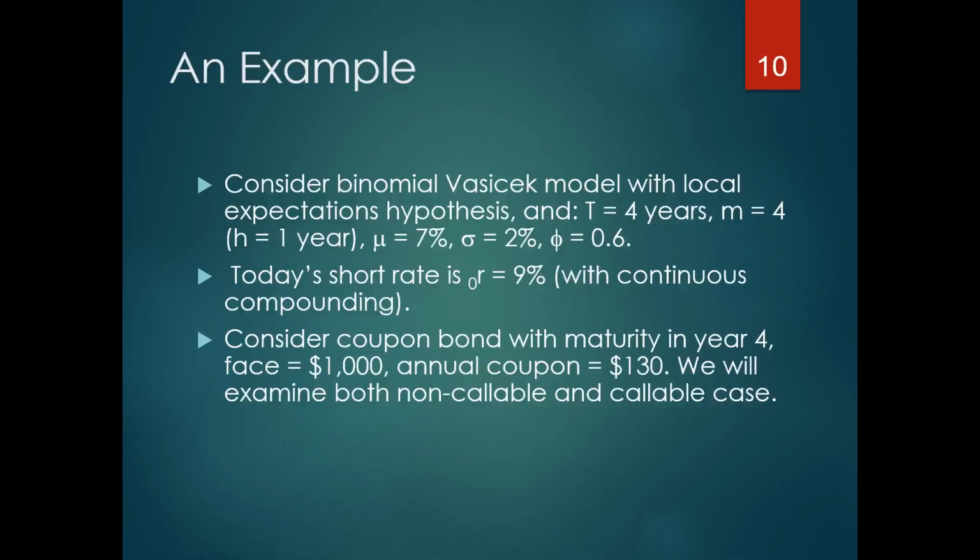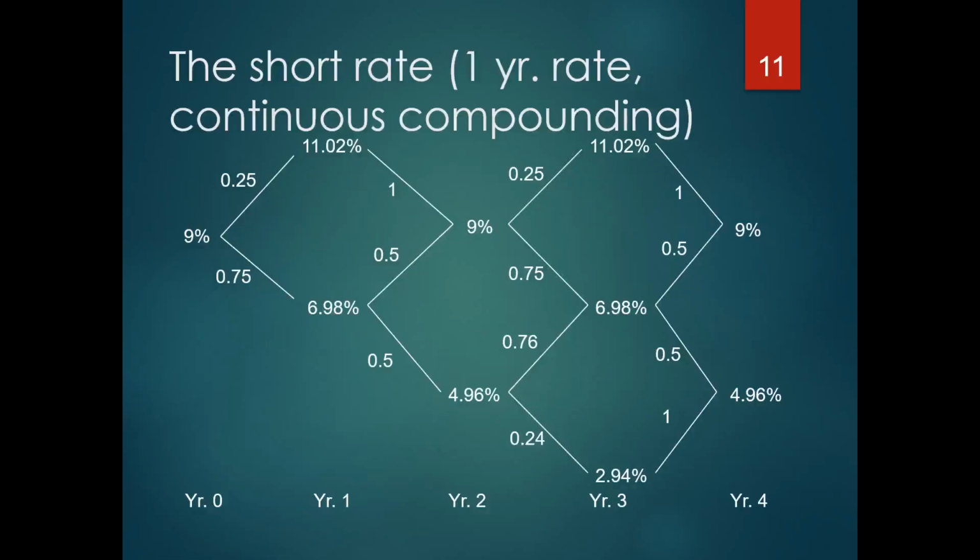So let's consider an example to further understand how this works. So we're going to have a binomial Vasicek model with local expectation hypothesis. T is going to be equal to 4 years. M is going to be equal to 4, mu 7%, sigma 2%, the mean reversion parameter 0.6. We're going to start with a short rate of 9% in continuous compounding, and then we're going to have a coupon bond with maturity in year 4. The face value is $1,000, and the annual coupon is $130. And then we're going to analyze the two cases, the case of the non-callable bond and the case of the callable bond.